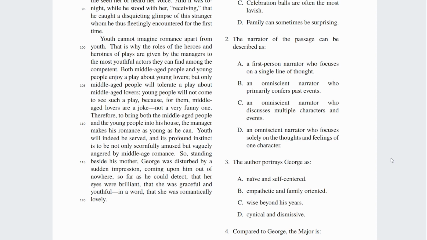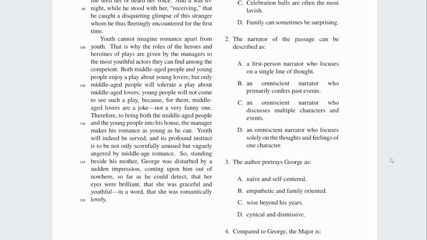So, standing beside his mother, George was disturbed by a sudden impression coming upon him out of nowhere, so far as he could detect, that her eyes were brilliant, that she was graceful and youthful, in a word, that she was romantically lovely.